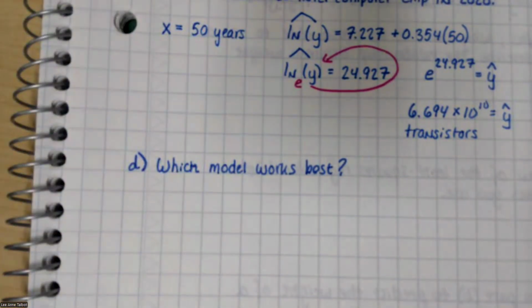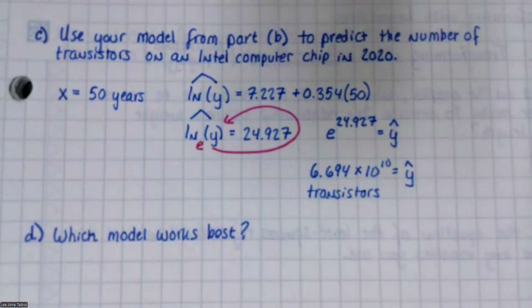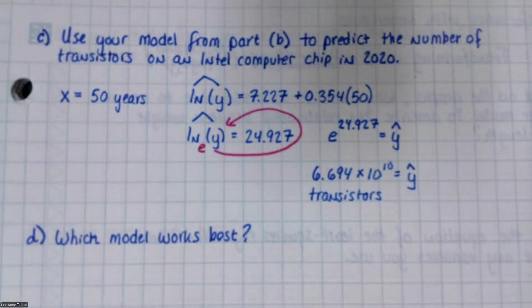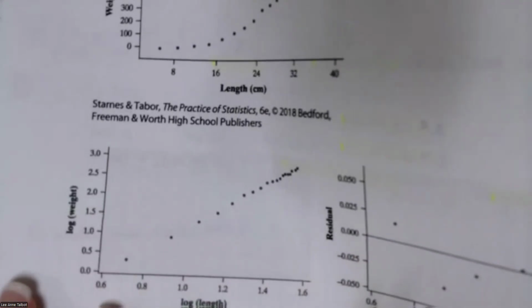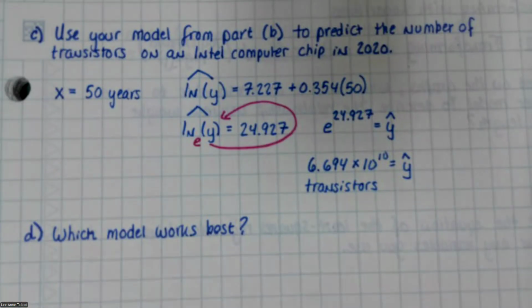Okay. All right, last thing, which model works best? Sometimes they're going to give you multiple representations. For example, in the rockfish problem we just did, they transformed it a bunch of different times. They did the powers, they did the roots, and they did the log of both x and y. And which model works best?